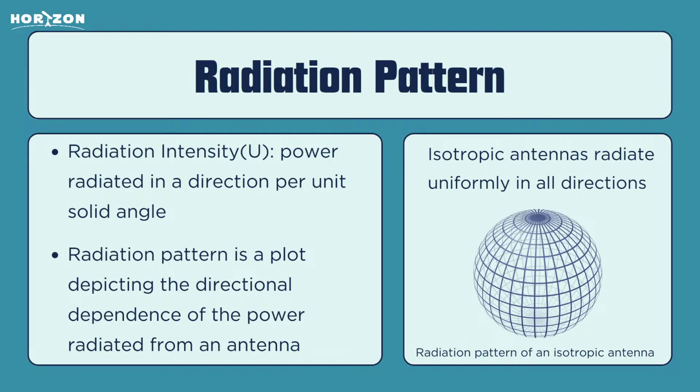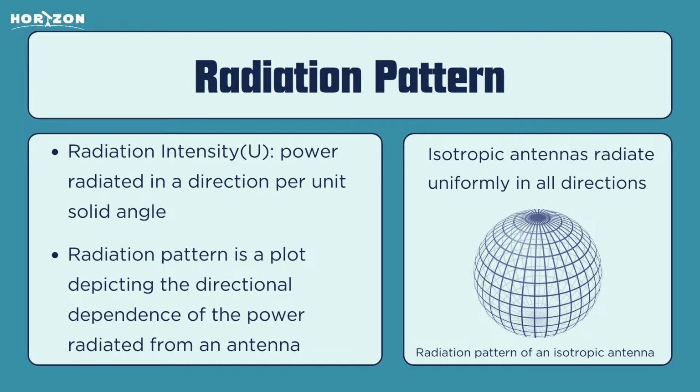So this is a very basic parameter of antennas. The radiation intensity in a given direction is the power radiated from an antenna per unit solid angle. So this is like how much power is being transmitted from an antenna in a particular direction.